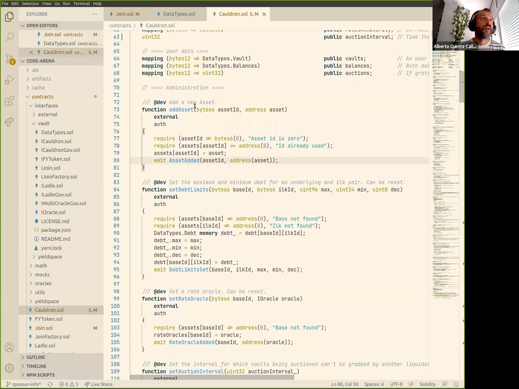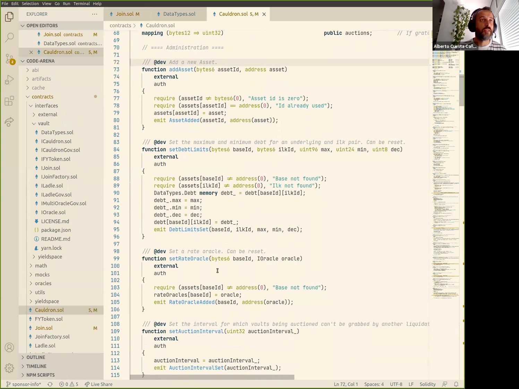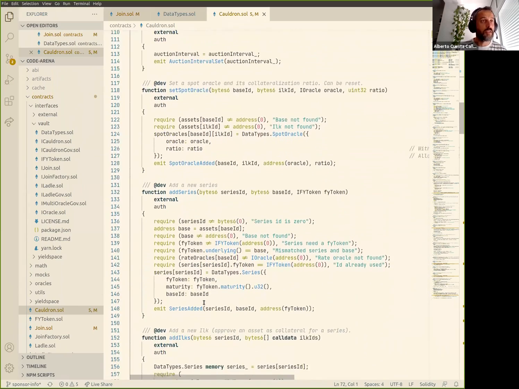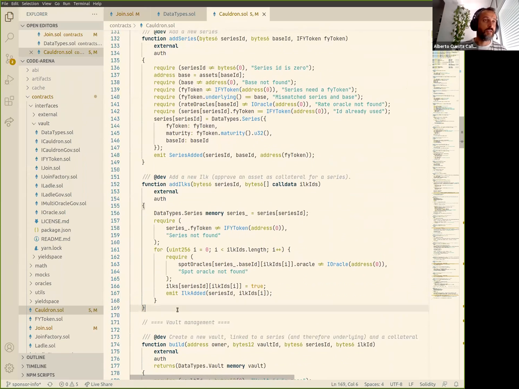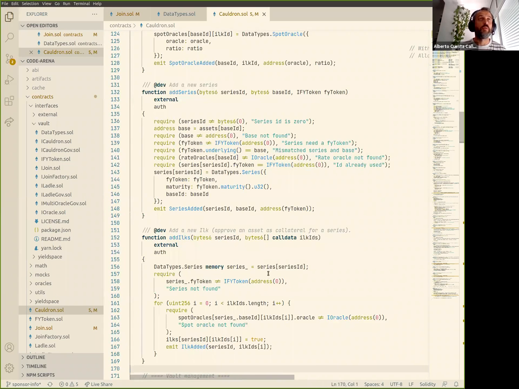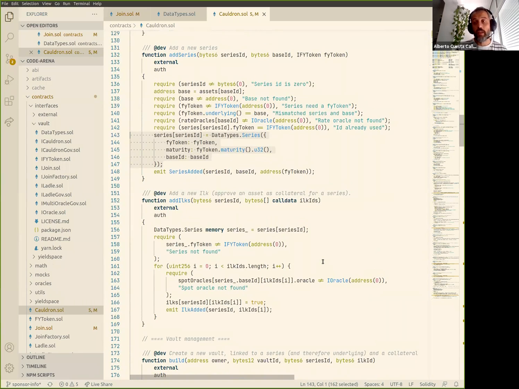Cool. We have a bunch of governance functions: adding assets, setting debt limits, setting rate oracles, setting the auction interval, setting the spot oracle, adding series, adding ilks. All of these are governance actions. So we do some checks that things will work, and then just put some data into the system. They don't have much magic in them. They only need to be executed in a certain order, because in order to add a series, you need to have the asset first, for example. So it just does the checks that things are done in that order.